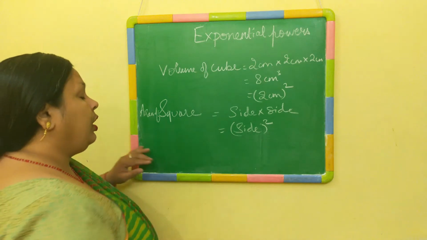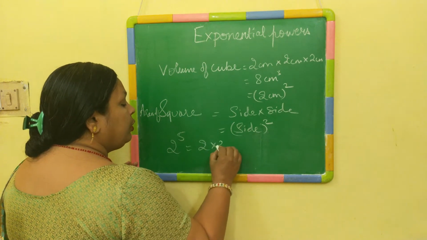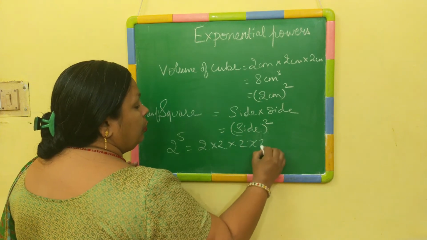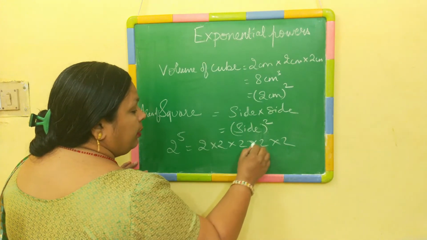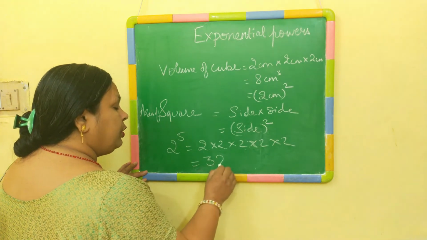To take one more example, 2 power 5, what is it? It's 2 into 2 into 2 into 2 into 2. That means we are multiplying 2 five times, which is equal to 32.